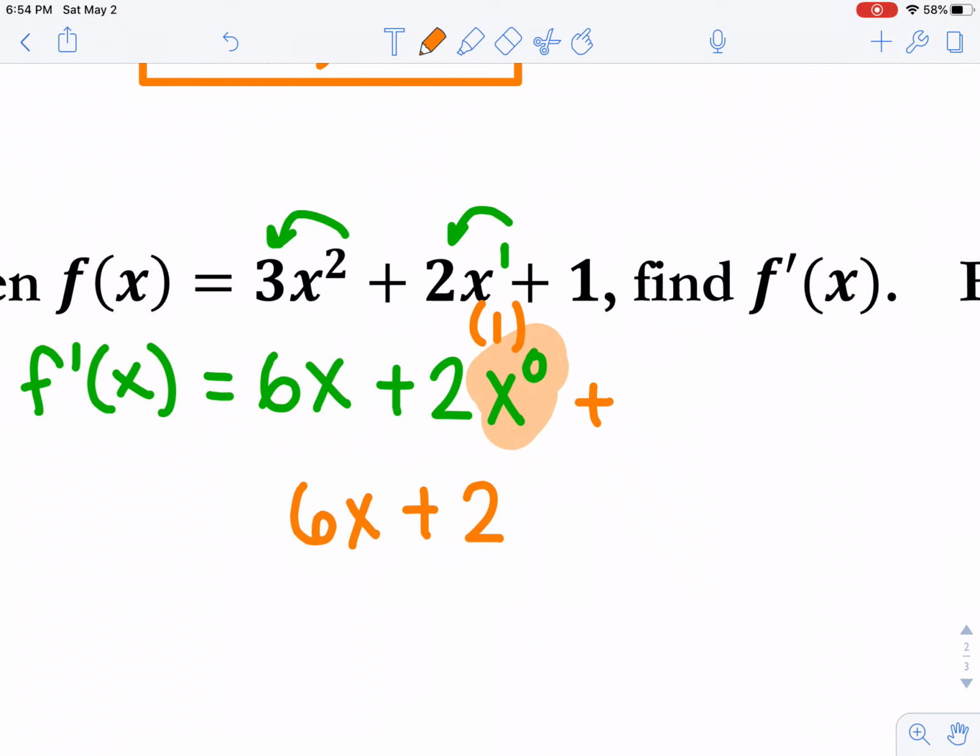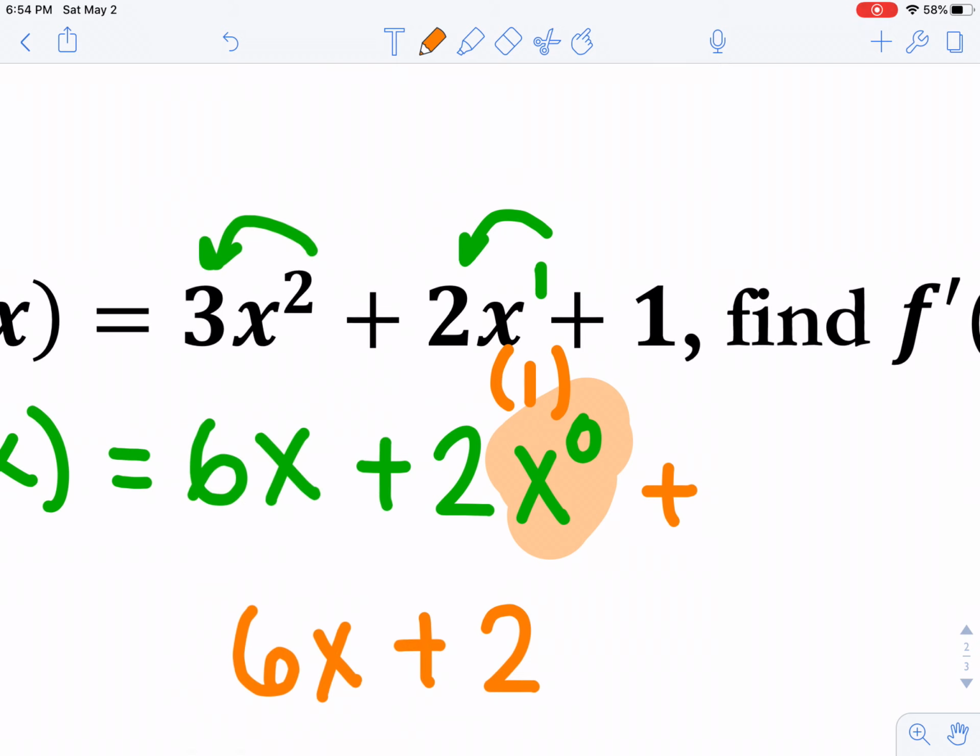So the moral of the story is this. For all linear terms, we are going to drop.